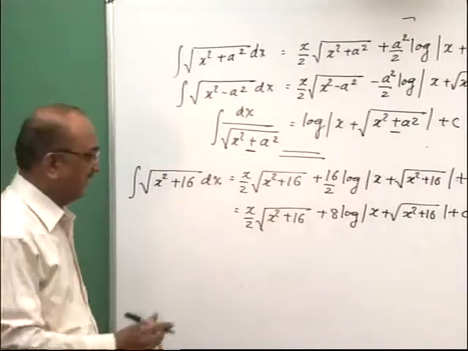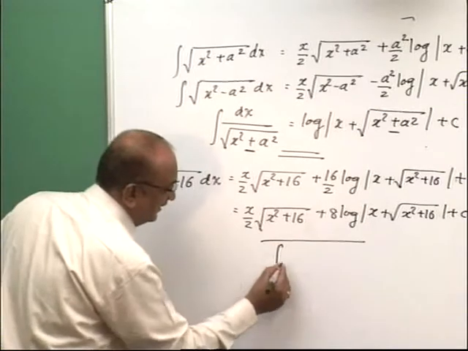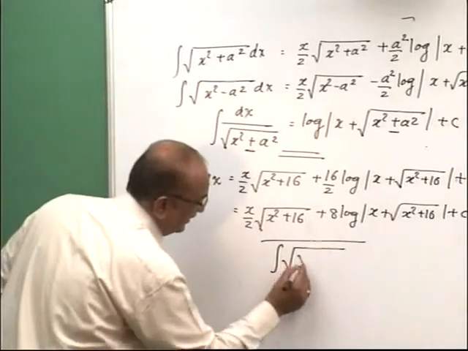Fine. Now see next. Integration of root of x squared minus 7.